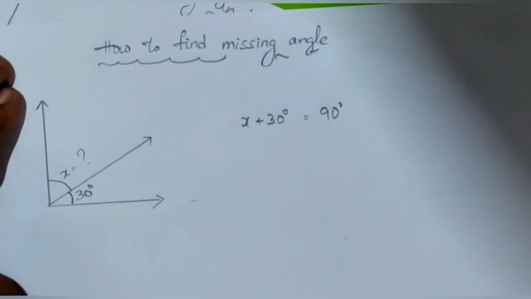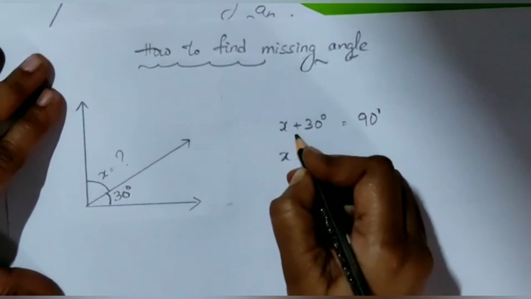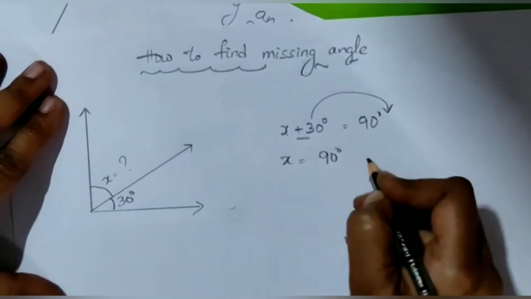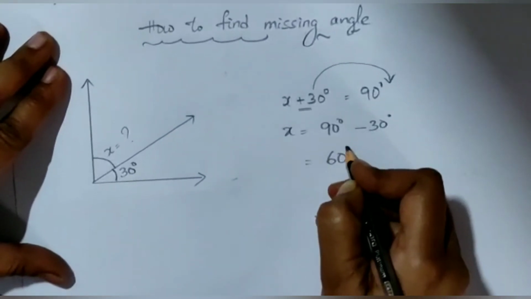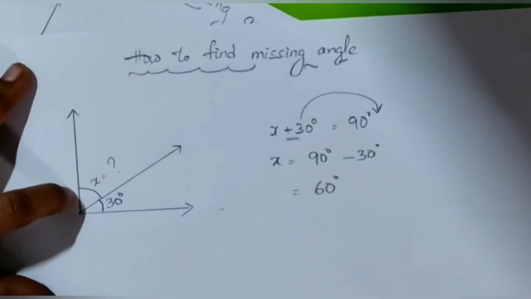Now we need to find out the value of x. So x is equal to, here it is addition, so while going to this side it will become subtraction. So x equals 90 minus 30 degrees, which is 60 degrees. So this angle measures 60 degrees.